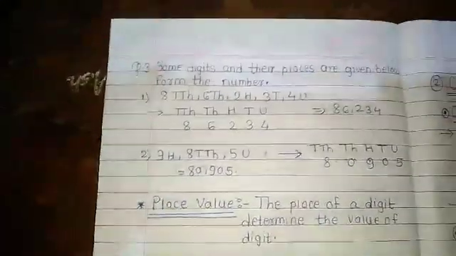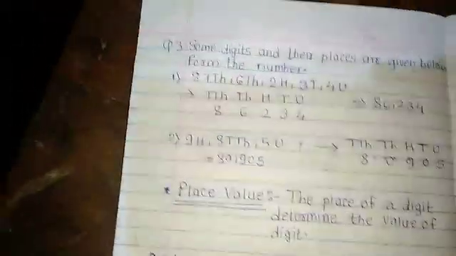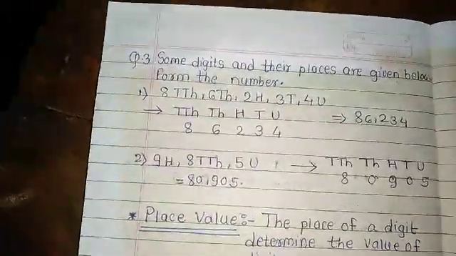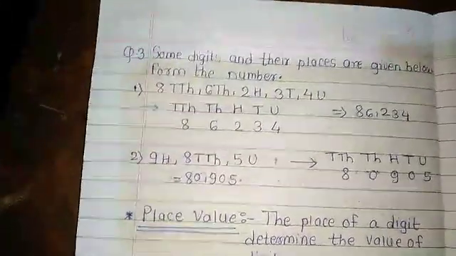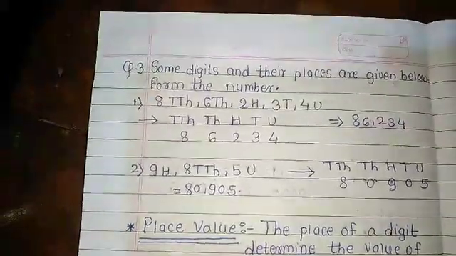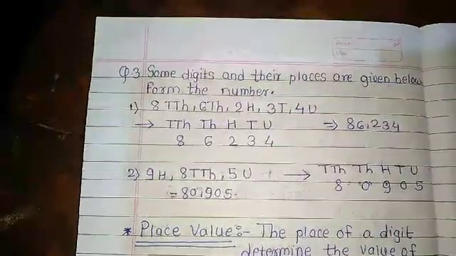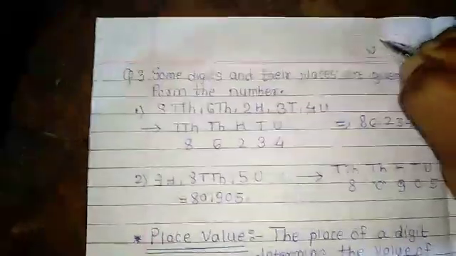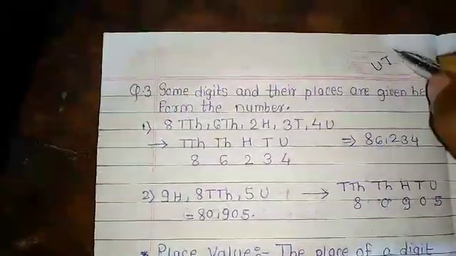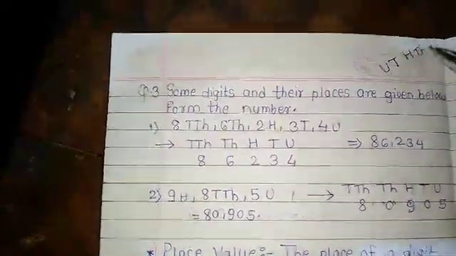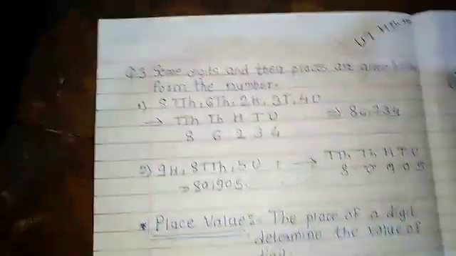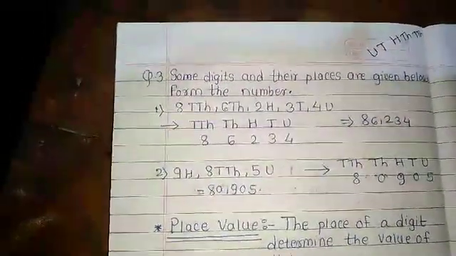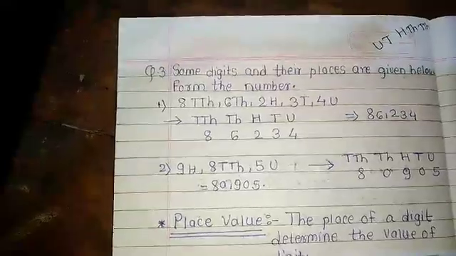Sometimes there is another question that may be asked. Read the question: some digits and their places are given below, form the number. The places are given. We know the places: unit place, 10 place, 100 place, 1000 place, 10,000 place. So the places of the number are given and we have to make a number.